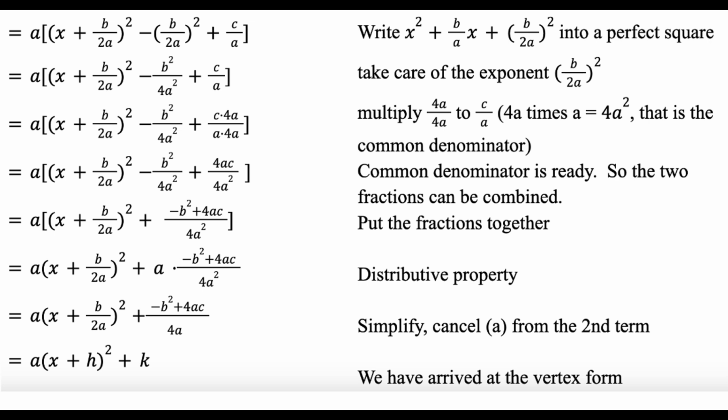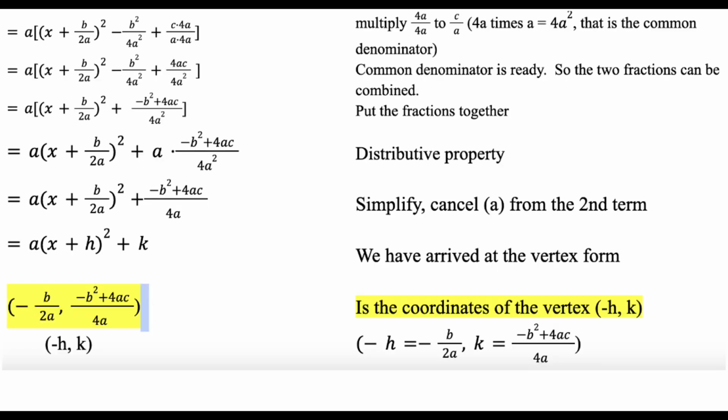Now let's take a look at what we have on our hands. If you look closely, you will realize that we have actually converted the standard form into the vertex form. As you can see, h is actually just b over 2a, and k is that rather complicated expression, negative b squared plus 4ac over 4a. And negative h and k is precisely the vertex of your quadratic function.